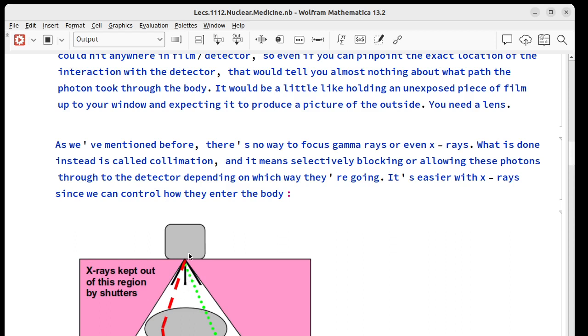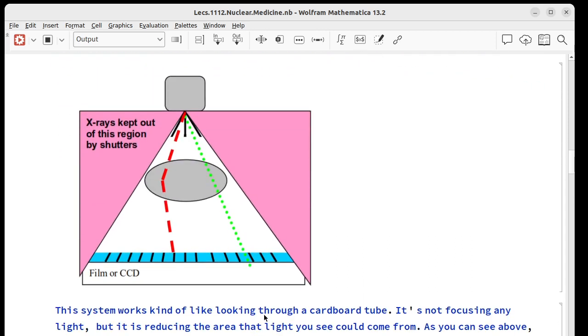Over here, this red line represents an X-ray that went in, got scattered, came out at a different direction, and now it's not going to be able to go through because it's not at the right angle anymore. This works kind of the way looking through a cardboard tube does. It doesn't focus light, but it reduces the area that the light you see can come from. The reason to do this is this scatter, what it does is reduce the contrast of things, and that means it makes dark things look less dark and light things look less light. It kind of overall makes it a lower quality image.